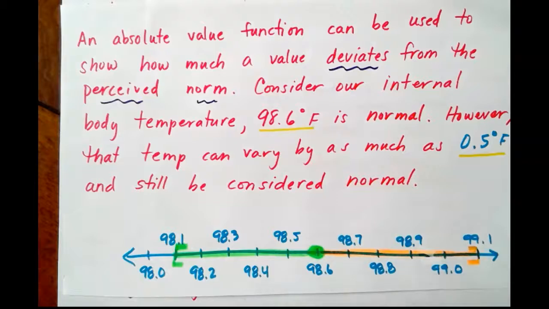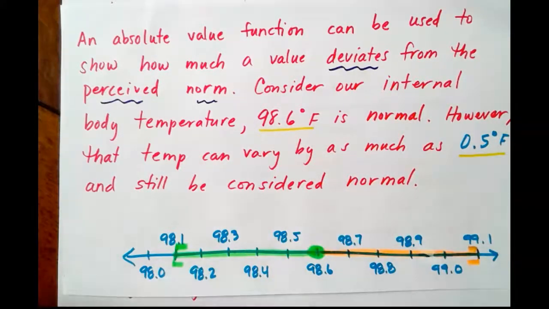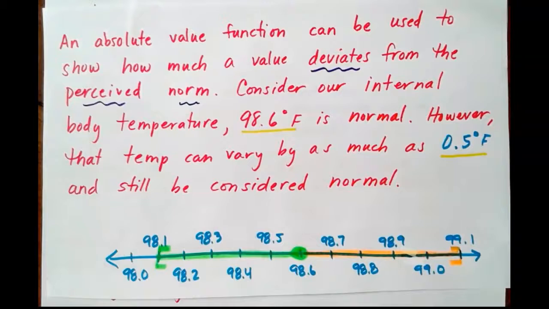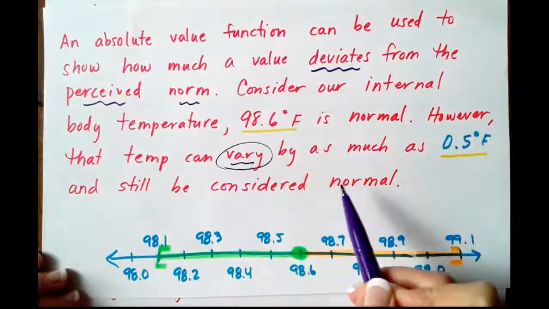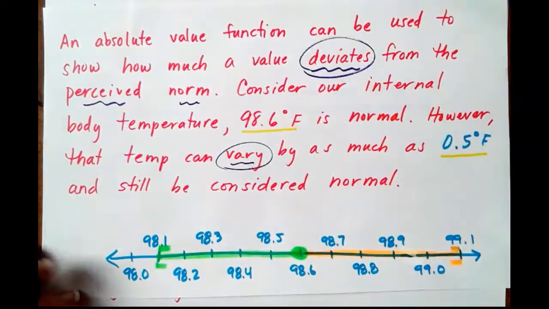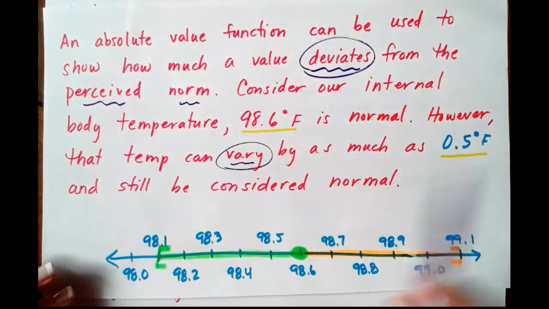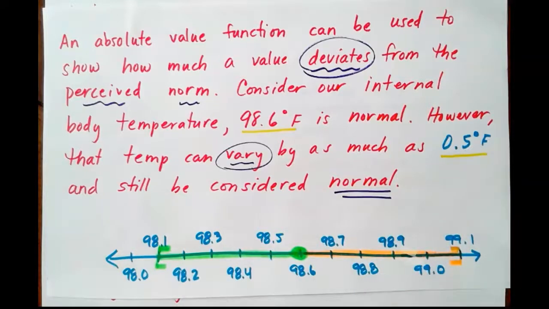So if we think about our internal body temperature, most people would agree that 98.6 degrees Fahrenheit is a perfect body temperature for us as human beings. However, that temperature can vary. Vary means the same thing as deviate. It can deviate or vary by as much as 0.5 degrees Fahrenheit and still be considered normal or within the normal range.